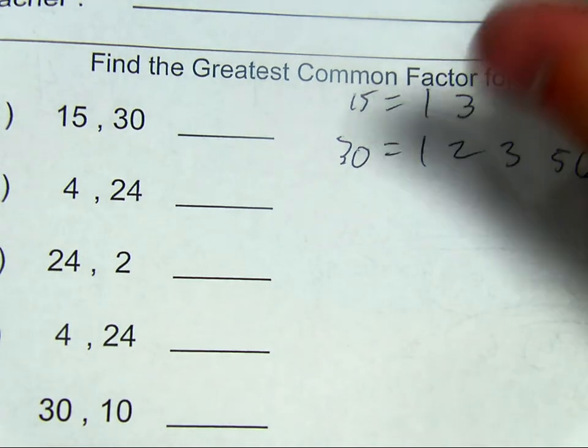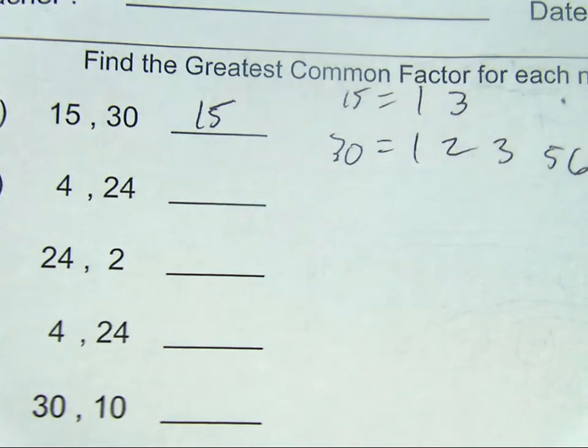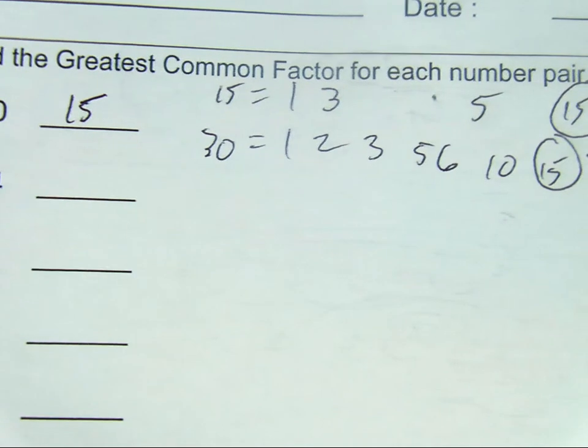Now I have to work backwards and see what my highest one is. 15 is present in both. So 15 is my greatest common factor of 15 and 30. That's how that works.